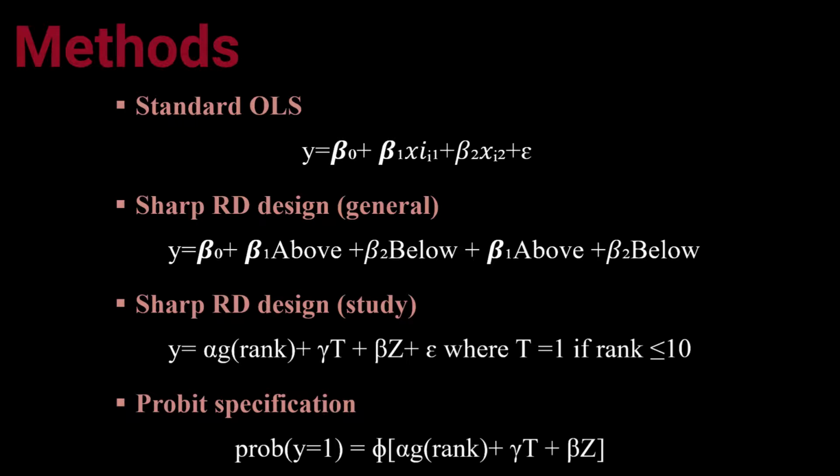So the article did not include the baseline model, but shown here is a standard OLS model and what that might look like. Then the study applied an RD, or regression discontinuity, design that has this equation. A general RD design is shown first, right? And then you have the sharp RD design, which was used by the study.